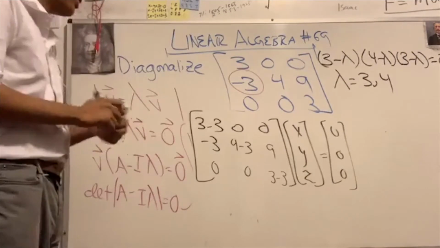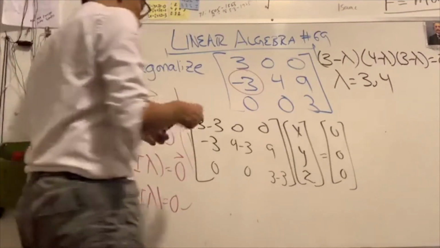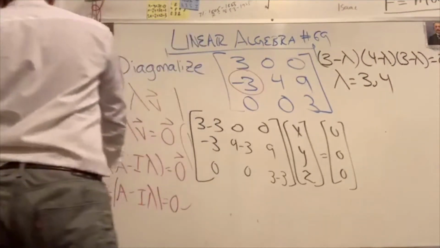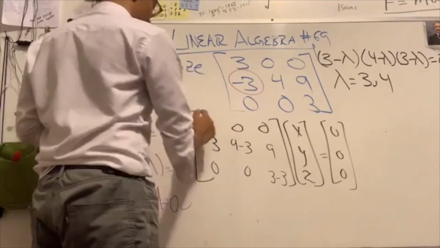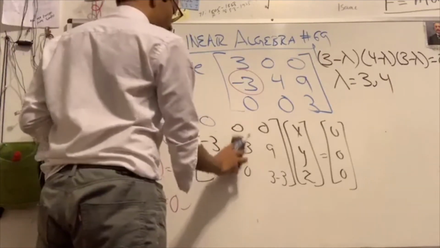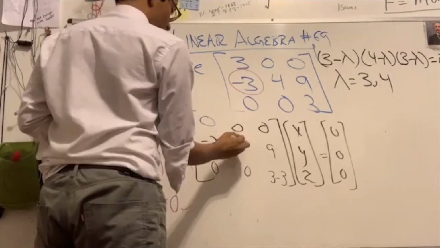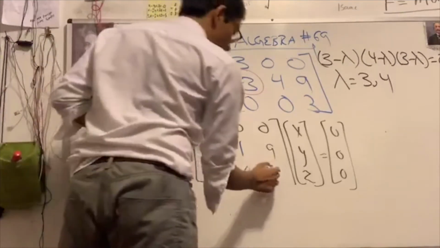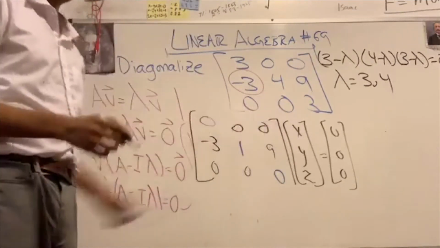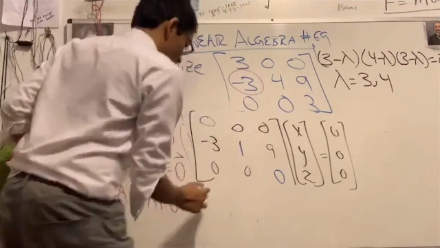Okay, so let's simplify. 3 minus 3 is? That's 0. I need a calculator. Okay. 0 0 0 0 0. 4 minus 3 gives me 1. And 3 minus 3 again gives me 0. Now I need to multiply this matrix with this vector, right? So let's go ahead and do that.